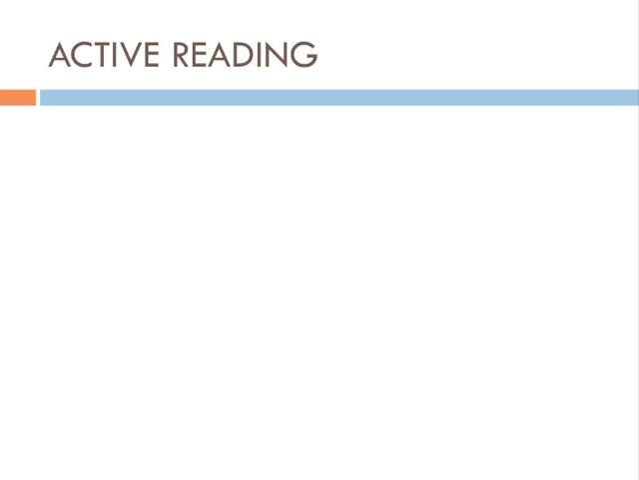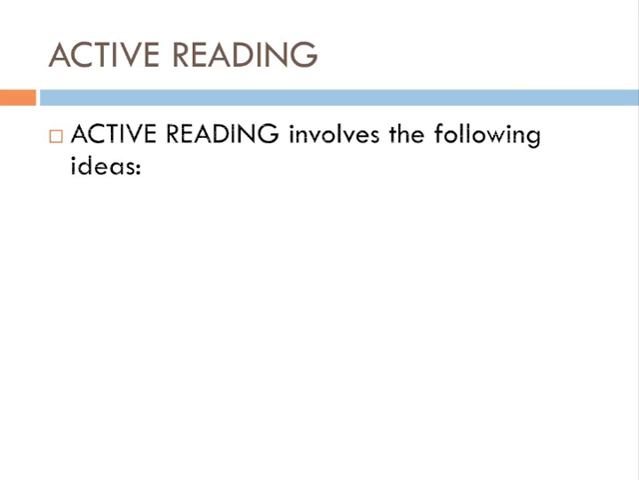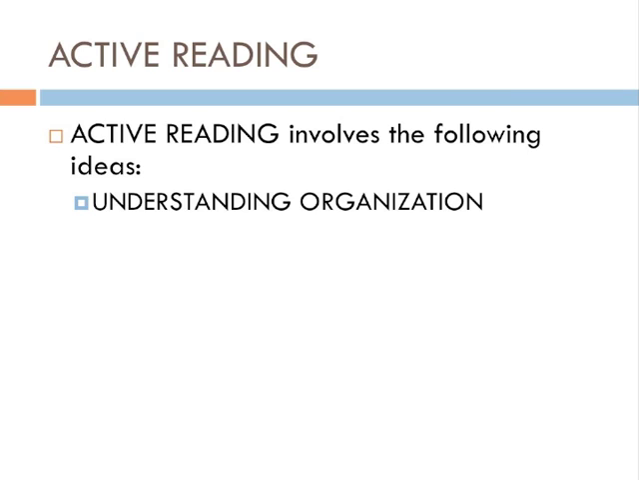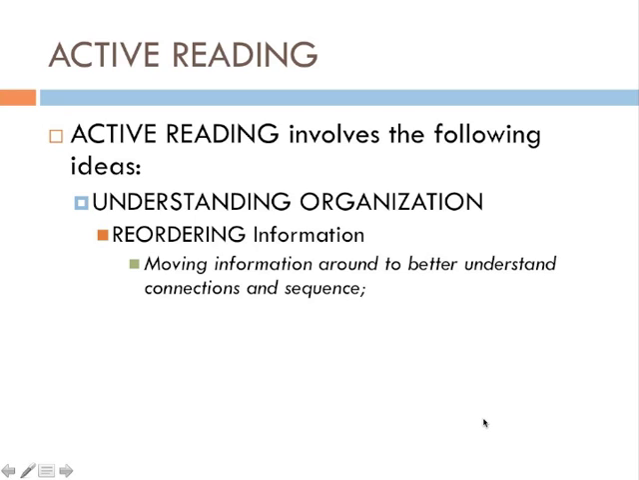Now, all of this reflects a very important process, and this is the idea of active reading. This is something we're going to refer to a lot throughout the rest of this video series. As the questions get a little more complicated, we have to really understand what we are comprehending. So active reading really involves the following ideas. Well, again, we talked already about understanding organization. So, for example, understanding how signal words work, and maybe we need to think about when we read, we can kind of reorganize information or reorder it so that we can understand the connections between ideas a little more easily. So that's the idea. We move information around to better understand those connections in sequence.